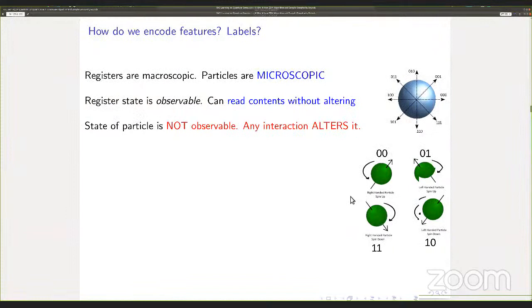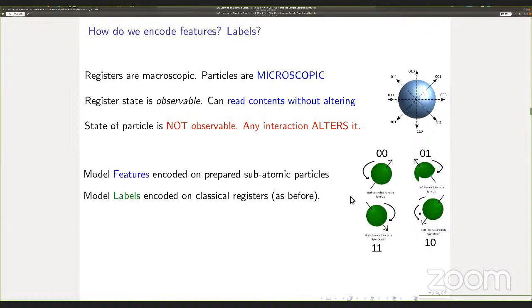So remember I told you that registers are macroscopic, particles are microscopic. We cannot observe a particle. So the natural thing to do is to encode a feature on a particle. And because labels are our inferences, we want to be able to observe them. So what I'll do is model the labels to be stored on classical registers as before, but features will be encoded on subatomic particles. Just like you're given a set of features and you have to predict a label for that.